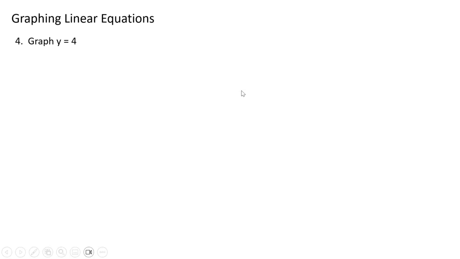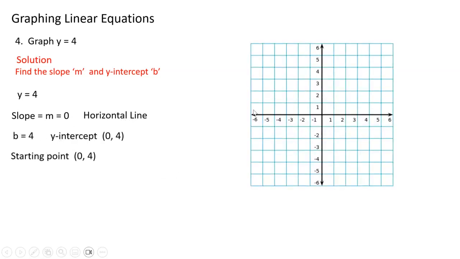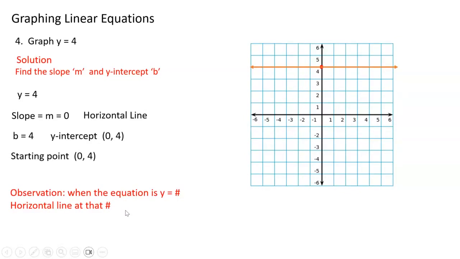Now, how about y equals 4? y equals 4 is going to be a horizontal line, because my slope is 0, there's no slope, or 0 slope. So we start at 0, 4, and we graph all the points where y equals 4. You see, a horizontal line. Observation: when the equation is y equals a number, the horizontal line will be at that number.